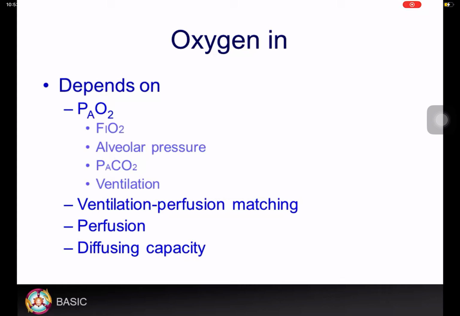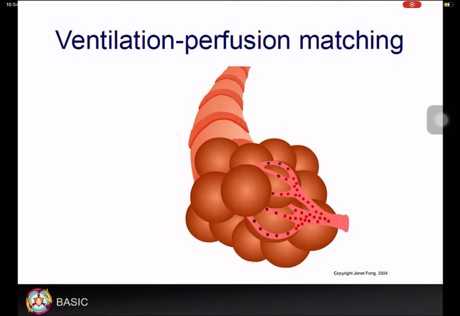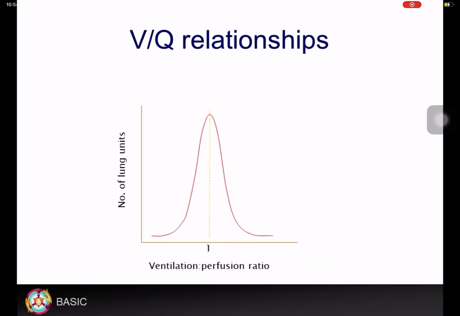Alveolar PO2 is, however, not the only determinant of oxygenation. Diffusing capacity, perfusion of alveoli, and ventilation-perfusion matching are also important. Perfusion of non-ventilated alveoli, also known as shunting, is the most common cause of hypoxic respiratory failure in ICU. Normally, ventilation and perfusion are reasonably well matched, with most lung units having a ventilation-perfusion ratio near to 1.